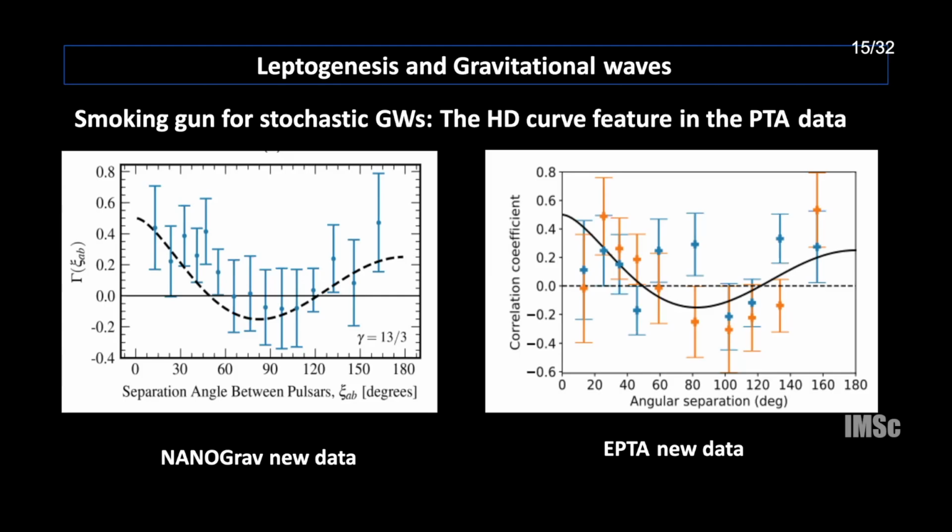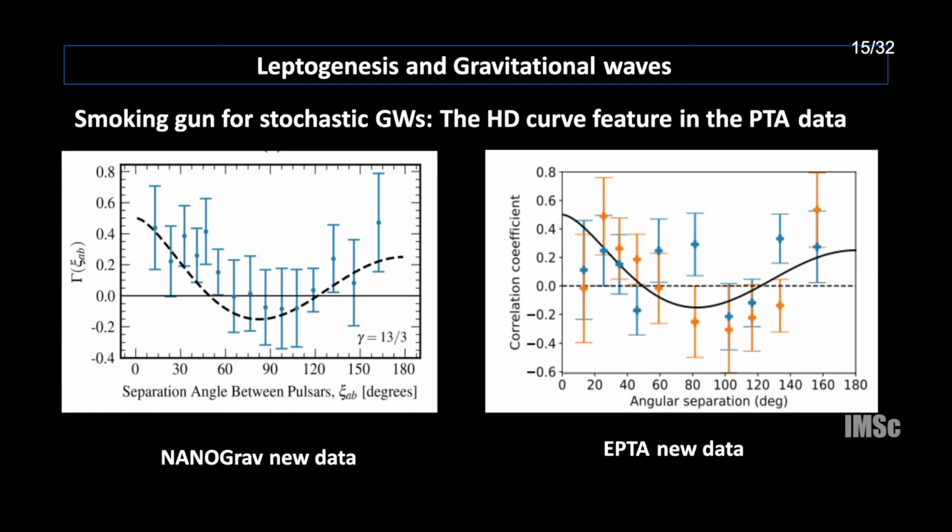I don't know whether they try to fit it or not. I mean, this Hellings-Downs curve has a free fit, whether they try to fit it or not. Yes. This is the new EPTA data, right? There is hardly any signal, isn't there?